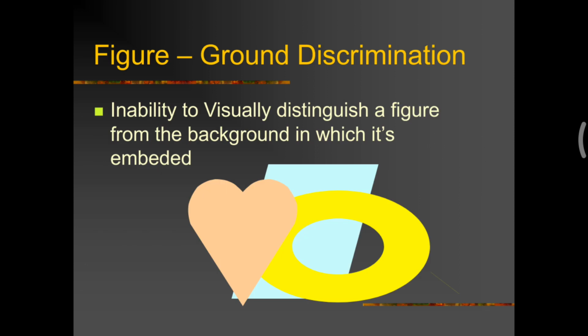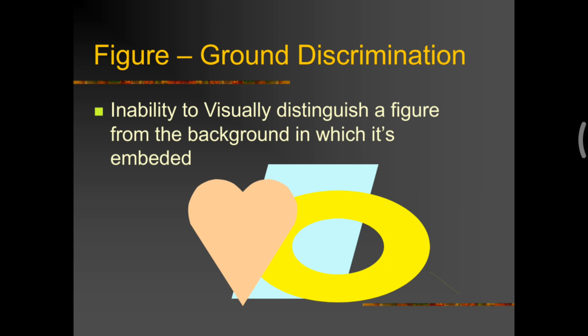Now, what's a figure ground discrimination? A figure ground discrimination is an inability of a person to visually distinguish a figure from the background in which it's embedded. Now, when you see this picture, there are 3 shapes. One is a heart shape, second one is a ring, and the third one is a trapezium. Now, if I ask you, you would correctly identify that the trapezium shape is in the background, the ring is in the middle, and the heart shape is in the foreground.